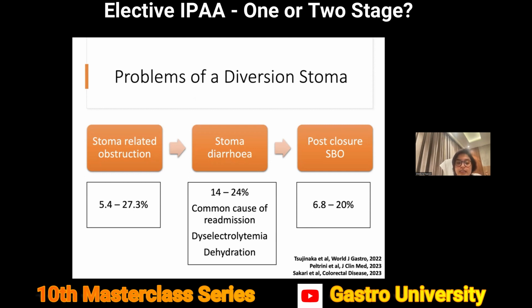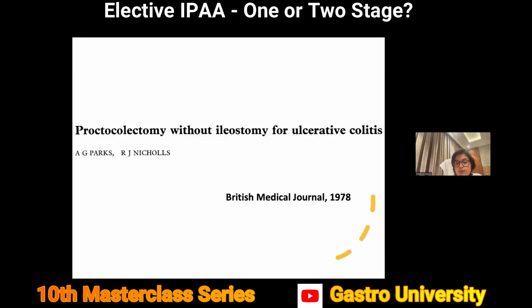And needless to say, the dyselectrolytemia and the dehydration have a physiological and a financial toll on the patient. Following closure of the stoma, the incidence of small bowel obstruction, which is the most important trigger why a single-stage pouch procedure was propagated, can be as high as 1 in 5 patients. Again, it is perceived to be a little more common in a patient who has undergone a pouch versus an LAR and stoma closure.